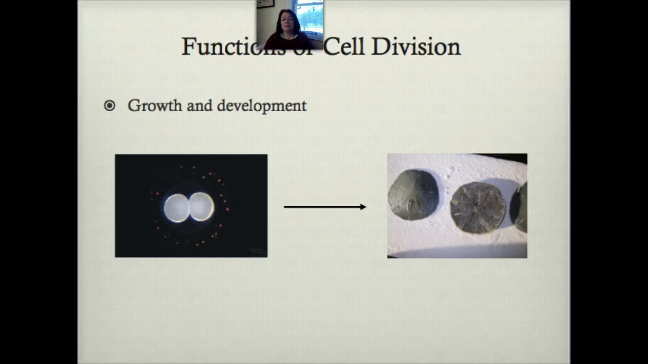For example, in this slide we can see an embryo that has two cells in it, right here, and that happens to be a sand dollar embryo. And that embryo will become eventually an adult sand dollar, like the type you might find on a beach somewhere. Obviously there's a big difference between these two cells and the millions and millions of cells that compose the adult sand dollar. So a lot of growth had to have taken place, and development in the sense that cells had to change their roles as they moved from the embryonic form into the adult form.